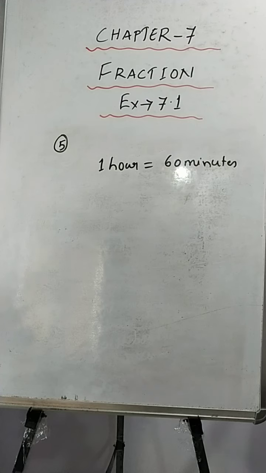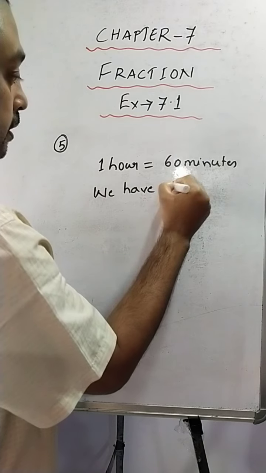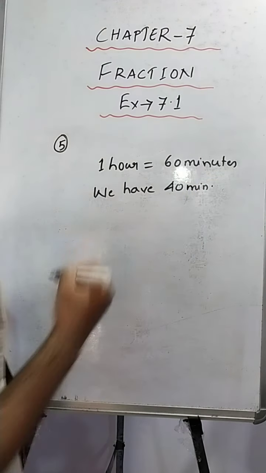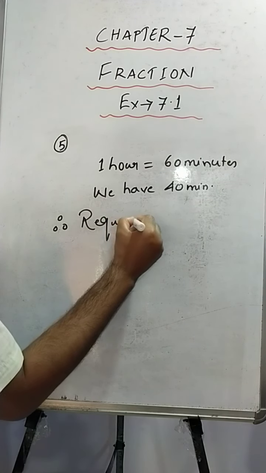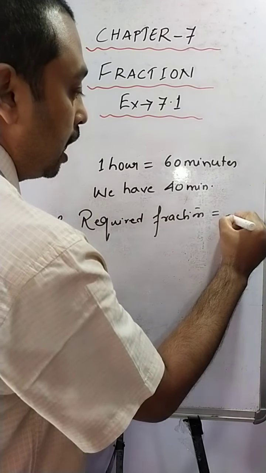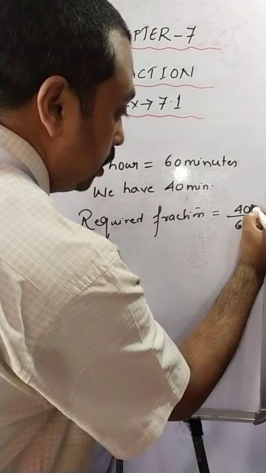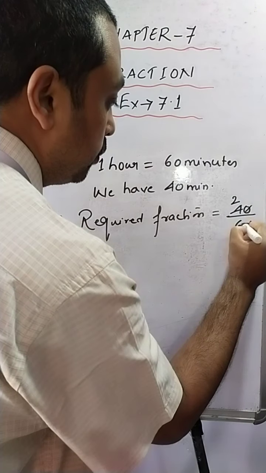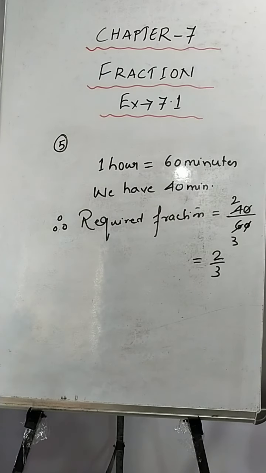And how many minutes do we have? We have 40 minutes, isn't it, in the question? So therefore the required fraction would be, out of 60 minutes you have how many minutes? 40 minutes. So now we will reduce this by cancelling the zeros. Now 2 twos are 4, 2 threes are 6. So your required fraction would be 2/3.